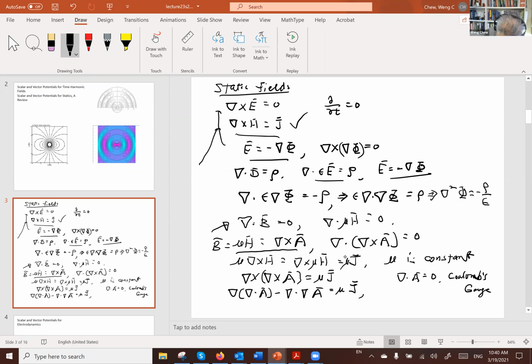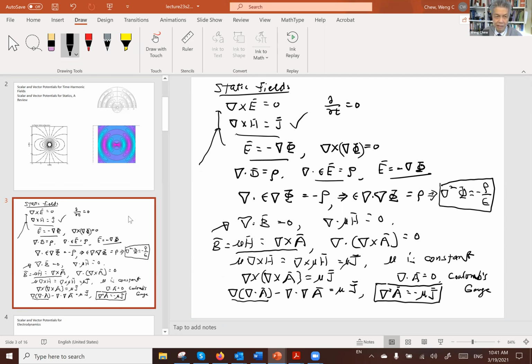Then this term will disappear, and we have the Laplacian of A equals minus mu J. So this is the vector Poisson's equation, and then we have this, which is the scalar Poisson's equation. So we have those two important equations to solve for static fields. Okay, but statics is good. It's simple, but it's not that interesting for applications.